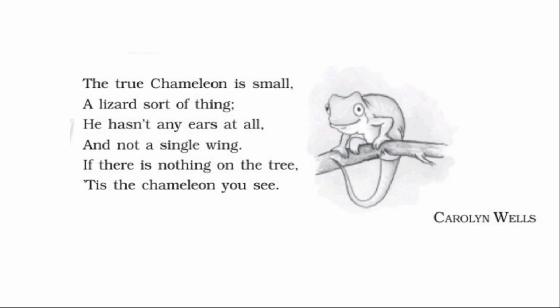The last stanza, the true chameleon is small, a lizard sort of thing. He hasn't any ears at all and not a single wing. If there is nothing on the tree, it's the chameleon you see. So here the poet is talking about the characteristic trait of a chameleon, about how we can recognize a chameleon. So the true chameleon is small in size. It looks like a lizard. So looks like means its appearance.